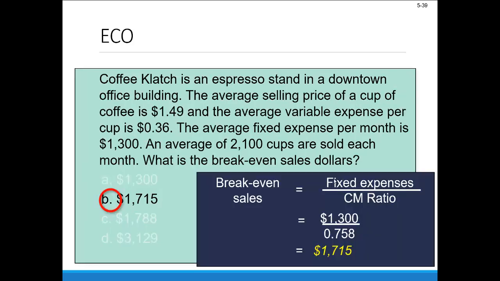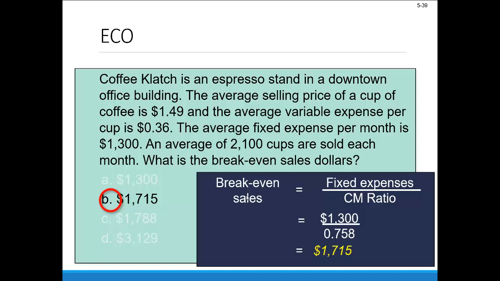So that would be $1,715. So again, we can find break even in sales dollars by taking our fixed expenses to cover divided by the CM ratio. Now in Coffee Klatch's case, that's fixed expenses of $1,300 divided by a CM ratio of 0.758 or 75.8%. Again, CM ratio is going to be our CM divided by sales. And CM, if we're looking at a per unit basis, just to untangle this all the way, is selling price of $1.49 minus variable expense per cup of 36 cents. So review that if you need to. But again, Coffee Klatch here, $1,300 in fixed expenses divided by a CM ratio of 0.758. And there's their break even in sales at $1,715.